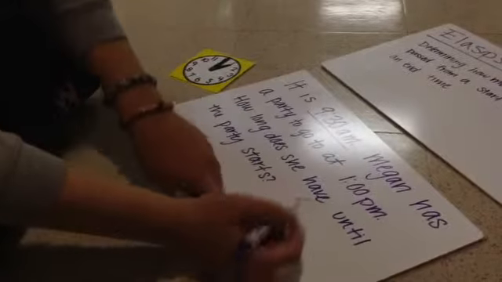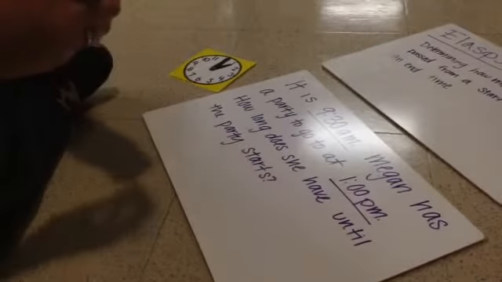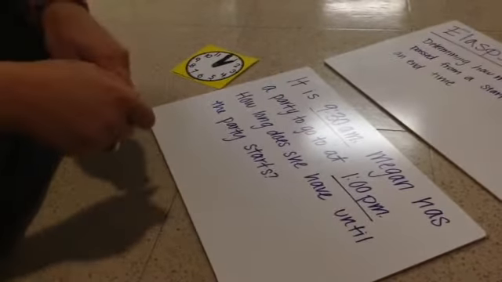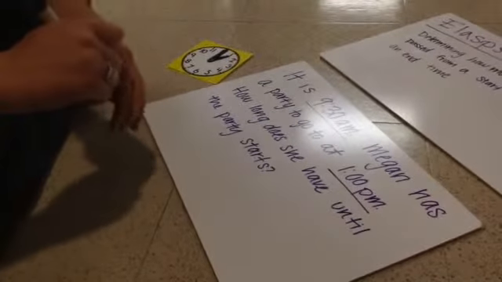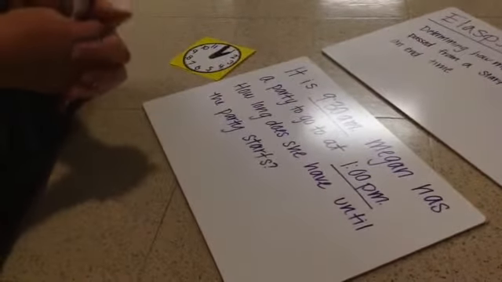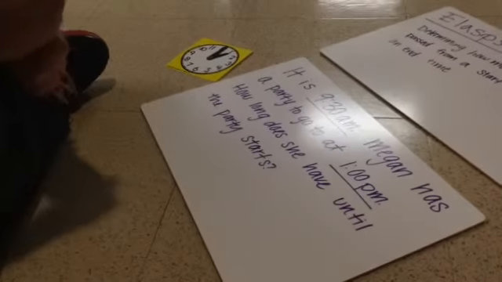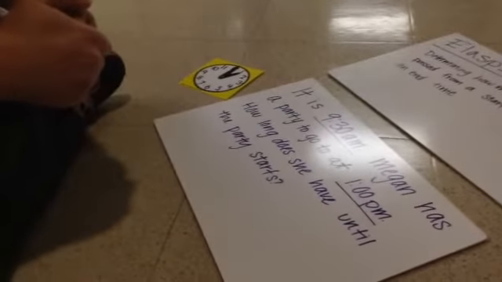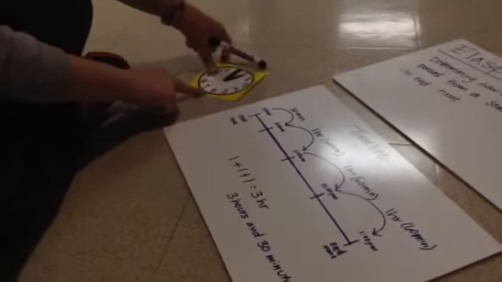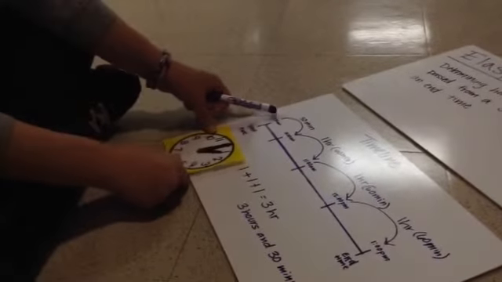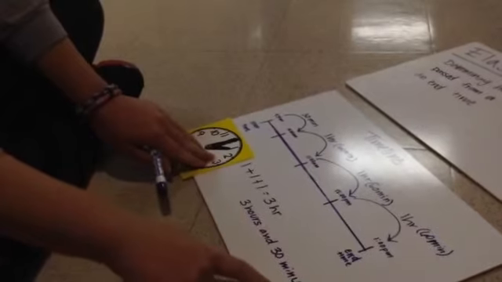So the answer to our word problem is 9:30 was our start time and 1 p.m. was our end time. And we had to find the elapsed time, which is how much time had passed between these two times. So our word problem was, it was 9:30 a.m. Megan has a party to go to at 1 p.m. And our question was, how long does she have until the party starts? And using our timeline and our analog clock, we solved that it was 3 hours and 30 minutes.